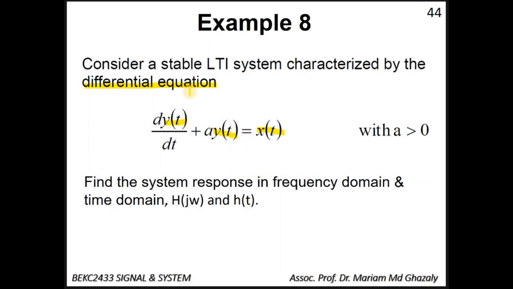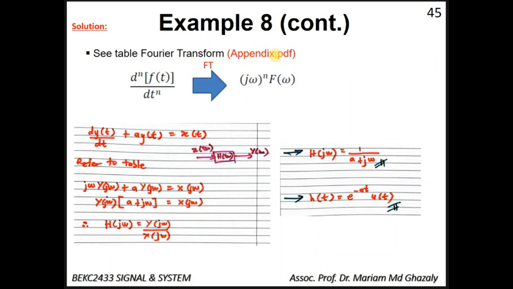Okay, so they ask you to find the system response H(ω) in the frequency domain and h(t) in the time domain. To do this, you're going to refer to the appendix on the Fourier transform.